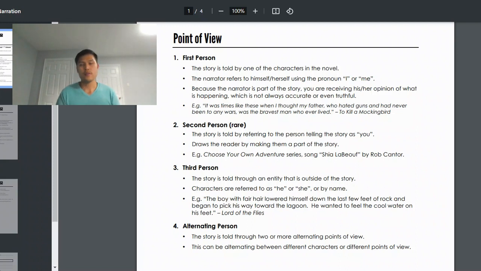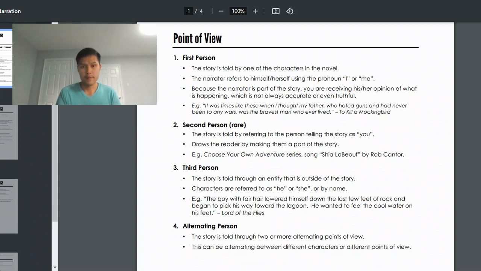Second person. This is rarely done, but it does happen. The story is told by referring to the person telling the story as you. So it draws the reader in, making them part of that story. Choose Your Own Adventure series is a common one that you can refer to. If you're not familiar with that, maybe you play video games. There are many video games out there where you are spoken to as if you were a general. So if you were a general, a soldier goes up to you and has a report to tell you. You are now involved in the narrative, right?